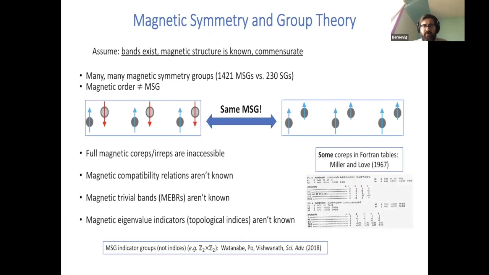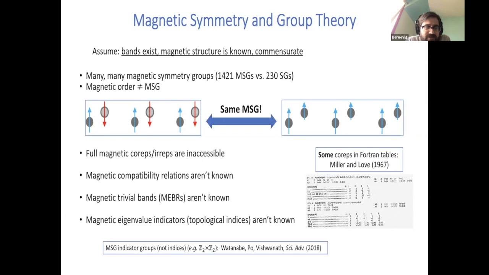So just to give you a little bit of a flavor, if you look at the two magnetic orders that I show on the screen, the left magnetic order and the right magnetic order, even though one of them is completely antiferromagnetic and the other one has a ferromagnetic order, they have the same magnetic symmetry group. So magnetic order is not equal to the magnetic symmetry group. In this simple case, you can see it, but in more complicated cases, obviously you need a full algorithm to do it.